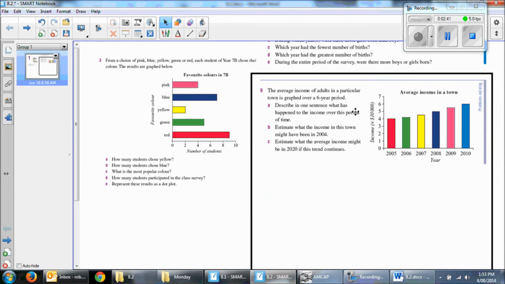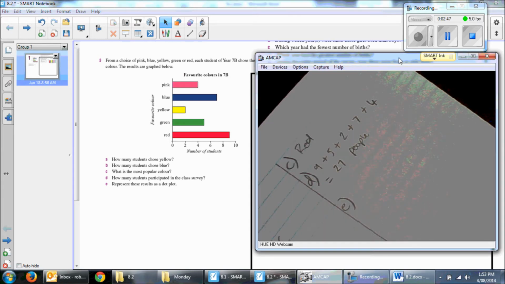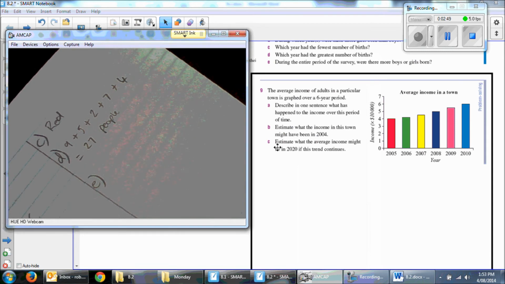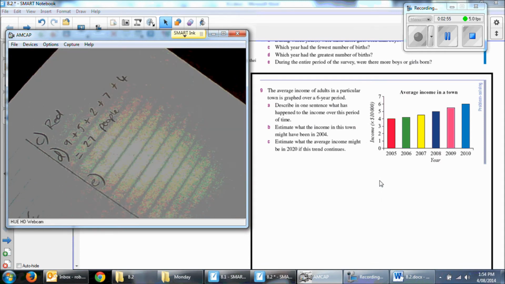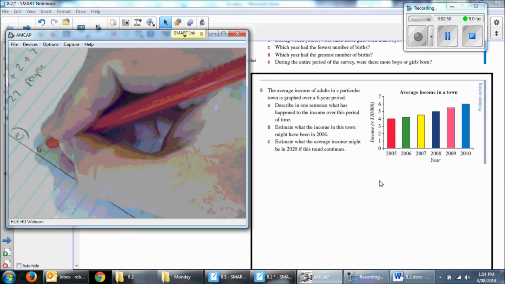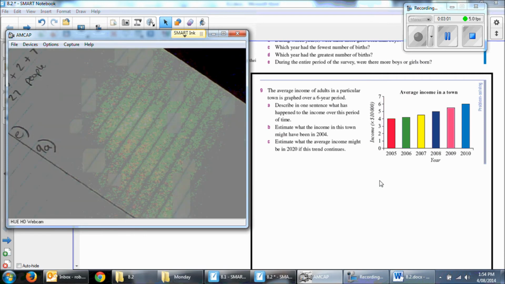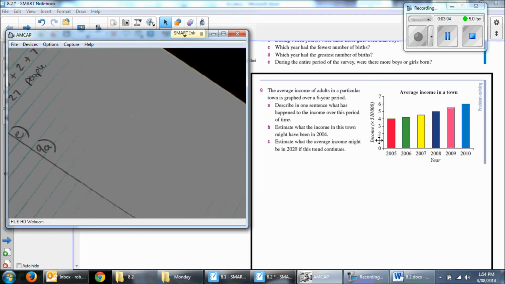Question 9 here. So the average income of adults in a particular town is graphed over a 6-year period. Describe in one sentence what has happened to the income over this period of time. So we need to here make a bit of a statement about what we're seeing. Over here we can see that in 2005 their income times 10,000, so that means it's at 4. So that means the average income in this particular town was 40,000 per year in 2005. Now it's gone up a little bit in 2006 to maybe 42,000, something like that.